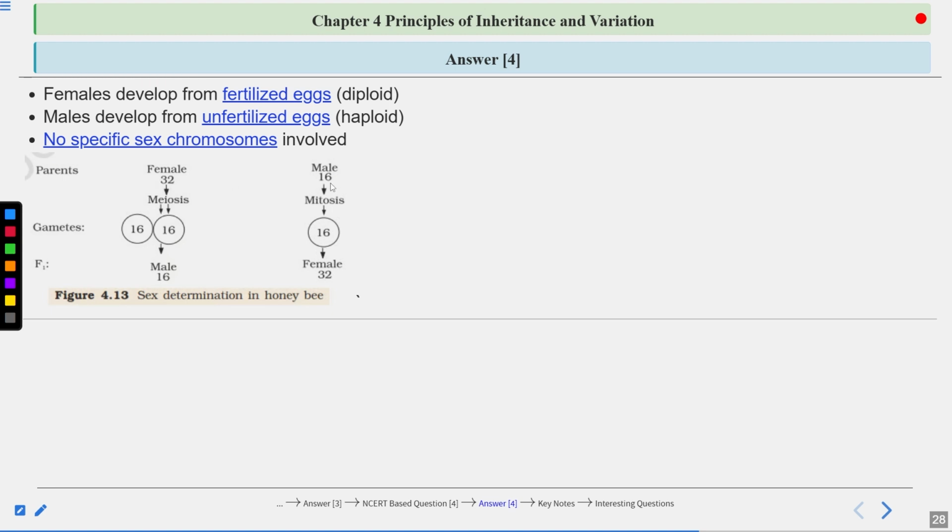Females are diploid, males are haploid. Females produce eggs through meiosis. So these eggs are haploid. Okay. And the males develop from the unfertilized egg. Males produce sperms through mitosis. This is also a feature of the haplodiploid system. And then the egg and the sperm fuse together to give rise to a female, which will be diploid.